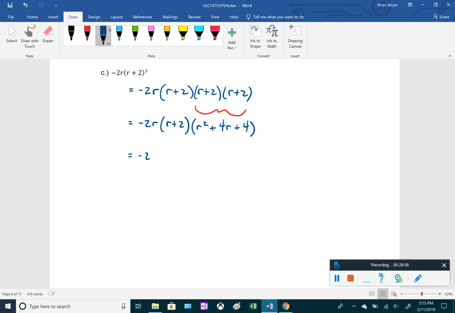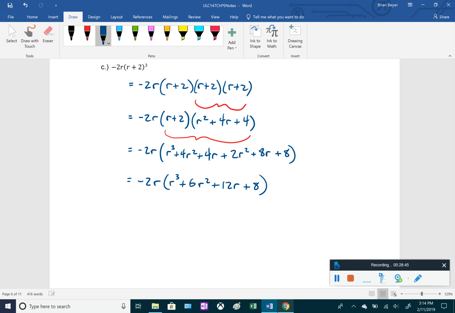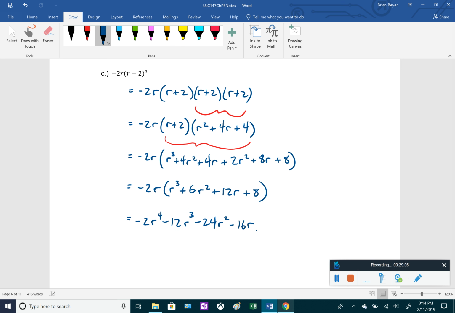So multiplying the r plus 2 in there, this whole thing, we're going to get r cubed plus 4r squared plus 4r. Multiply the 2 in there, we get plus 2r squared plus 8r plus 8. We have to combine like terms. That's going to give us r cubed plus 6r squared plus 12r plus 8. And now lastly, all we have to do is distribute the negative 2r. Distributing that negative 2r, we get negative 2r to the fourth minus 12r to the third minus 24r squared minus 16r, and we're done. It looks pretty bad, but it only took less than a minute, so it wasn't awful.